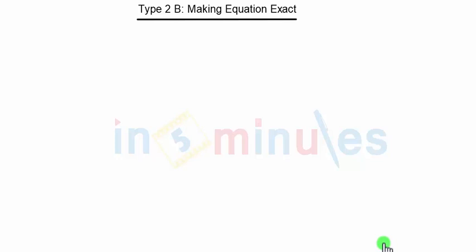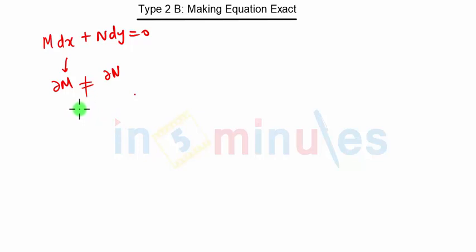In this video we are going to see type 2b of making an equation exact. In our previous type we saw how to find an integrating factor. In this, if our equation is given as M dx plus N dy equal to 0, and we find the partial derivative of M with respect to y and the partial derivative of N with respect to x, and these two are not equal, then our equation is not exact. To make this equation exact, we multiply by an integrating factor, but this integrating factor differs for each type.